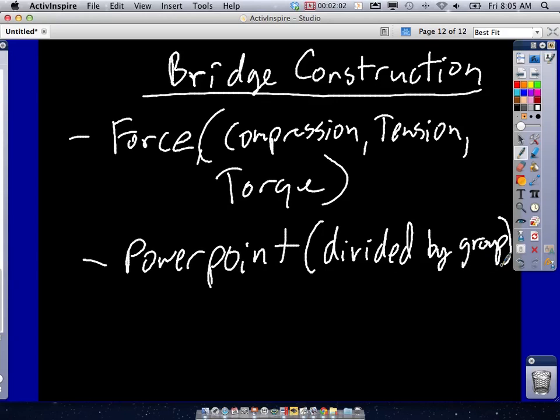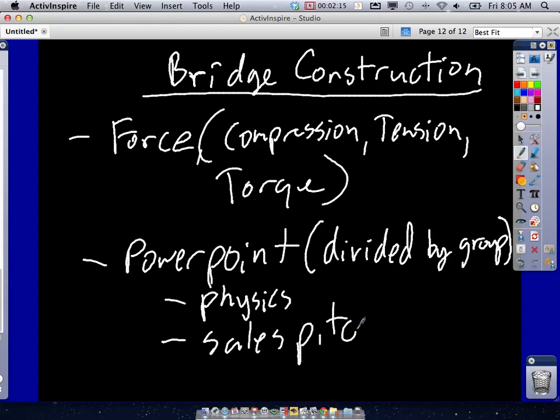And the PowerPoint is to communicate the forces, and also the PowerPoint is going to discuss the physics of your bridge, and it's also going to be your sales pitch. Why you think your bridge should be chosen. Yeah. So the PowerPoint is a group thing, but we each do individual parts. Each one of us does a small PowerPoint, and then you just put them all together.